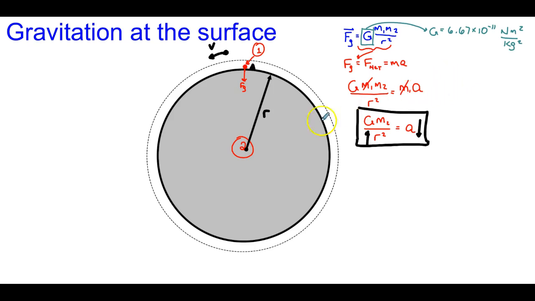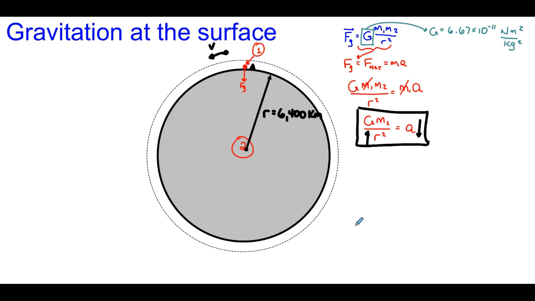Keep in mind that this value of r for Earth is about 6,400 kilometers or so. Converted to meters, it's over 6 million meters. So increasing the value of r from 6 million and adding 10,000 meters to that doesn't really change the value of our acceleration very much. In these types of problems, it's important to keep that in mind.